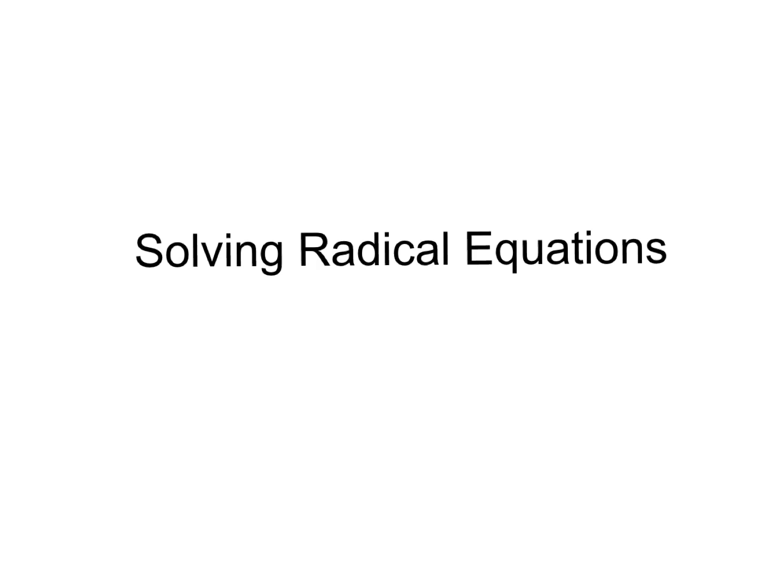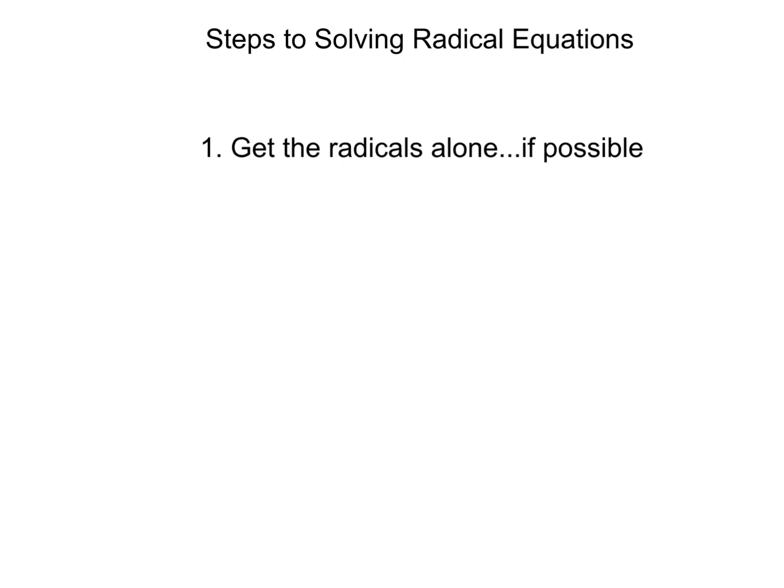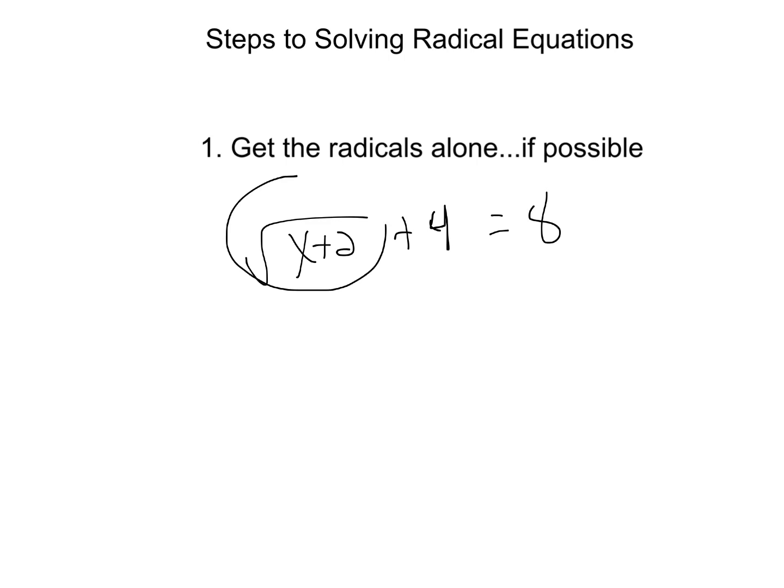Hello everyone, and today we're going to start solving radical equations. The first thing we need to do in the process of solving a radical equation is get the radicals alone if possible. So we want one side with solely the radical. If I had something like radical x plus 2 plus 4 is equal to 8, the first thing I would need to do is get this piece completely alone. So in order to do that, I've got to subtract 4 from both sides. The radical needs to be completely and utterly alone before I can go anywhere else.